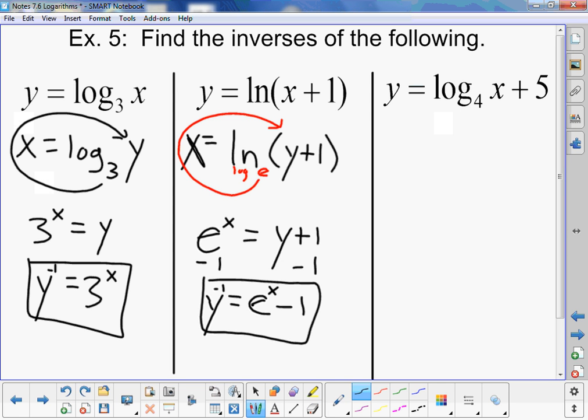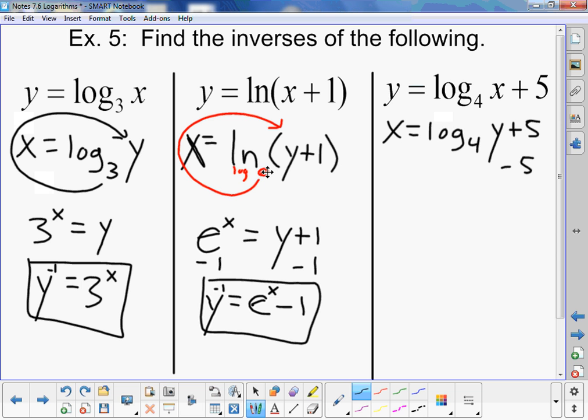Last one. First off, this little 5 over here is actually not part of your logarithm. It says log base 4 of x, so you're going to do that, and then you add 5 later on. So if you're solving, you need to get rid of that 5 first. Whoops. You need to switch x and y first. Sorry about that. So x equals log base 4 of y plus 5.